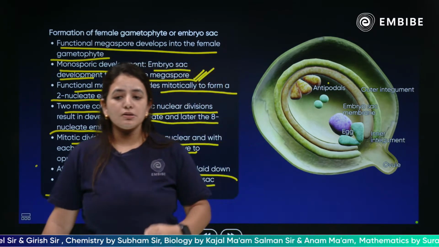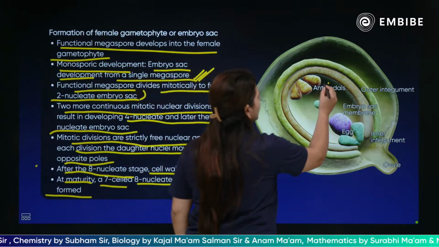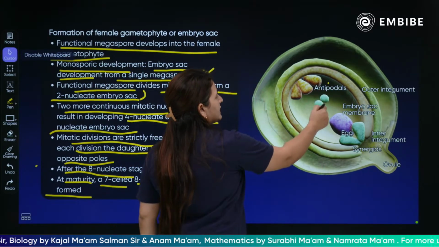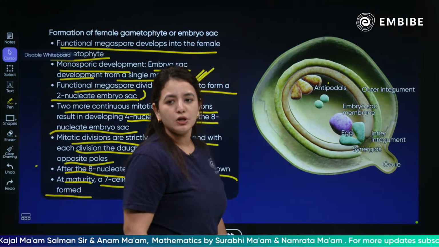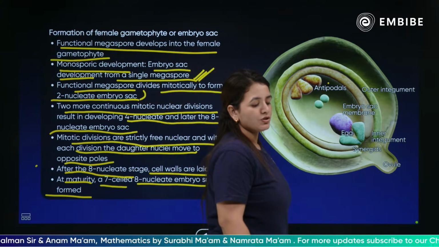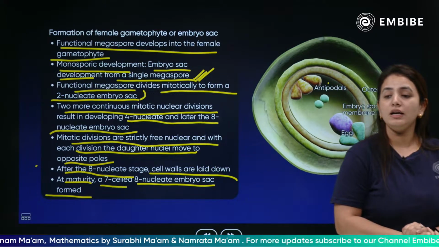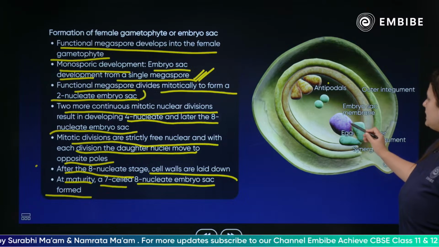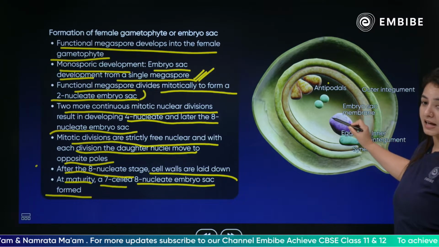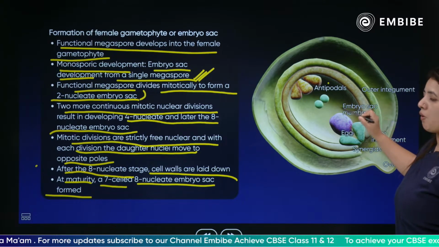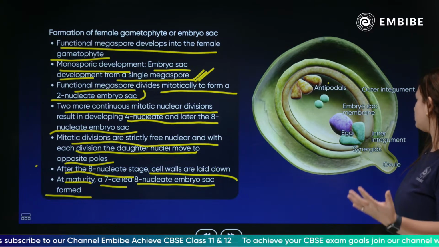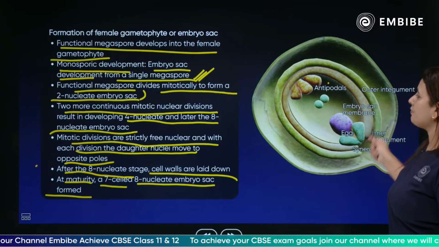So how is this divided? As you can see, there are 3 antipodal cells, 3 nuclei: 1, 2, 3. 2 will be at the center, which are called polar nuclei, and the cell in which the polar nuclei are present is called the central cell. Then there are 2 synergids, and there is 1 special cell in the embryo sac, which you can also call the egg, through which fertilization will take place, and there will be a layer of integuments around it.